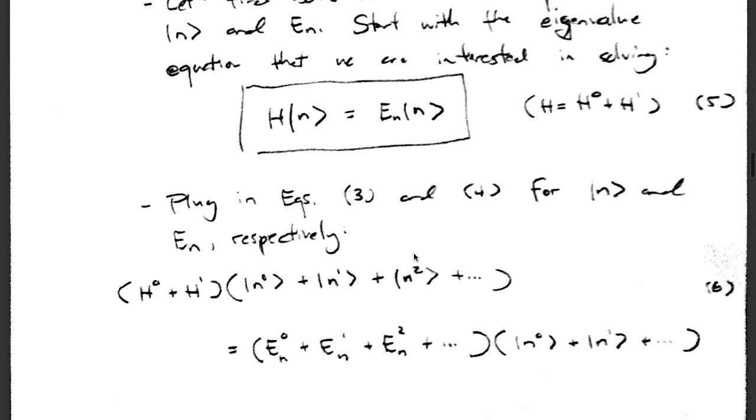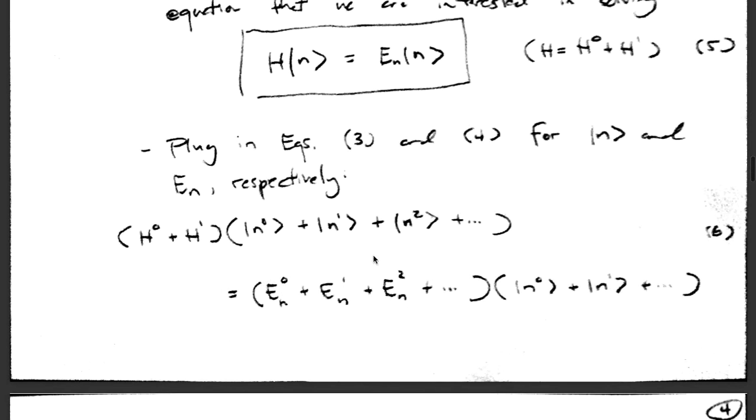So let me take those expansions and plug them in. For H, I've got the full Hamiltonian, H0 plus H1. Here on the left-hand side, I'm expanding |n⟩ to second order, so 0th, first, second order, plus dot, dot, dot. Equals the right-hand side. So here, E sub n, I'm expanding it in terms of E0 plus E1 plus E2. And the same thing here for the |n⟩ on the right-hand side, I'm expanding it up to first order.